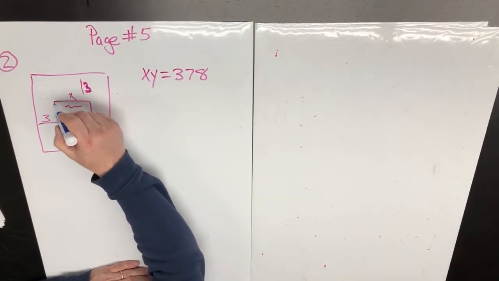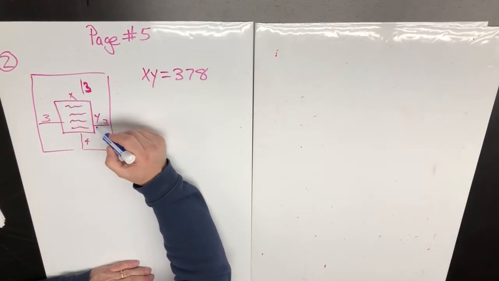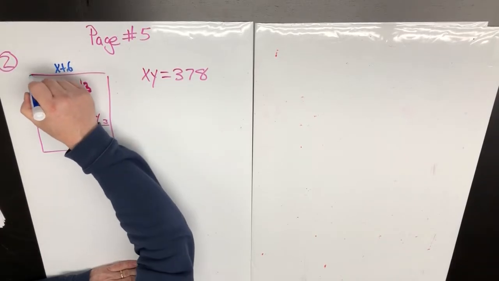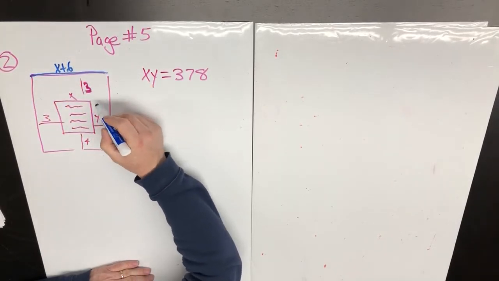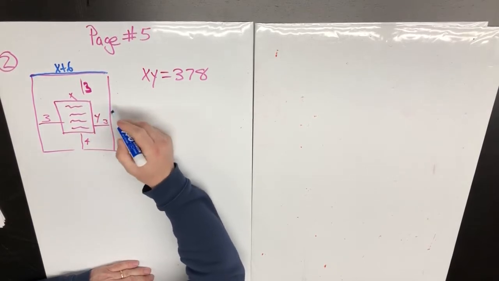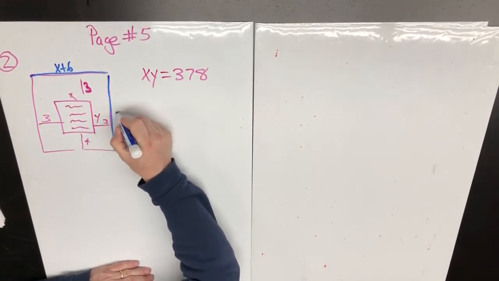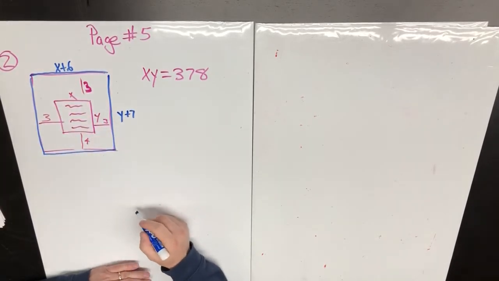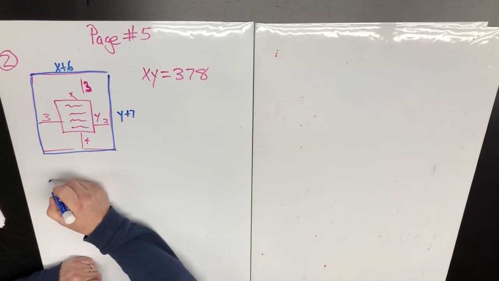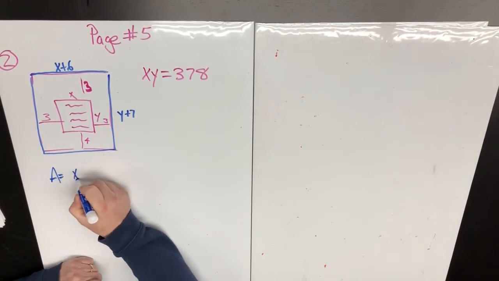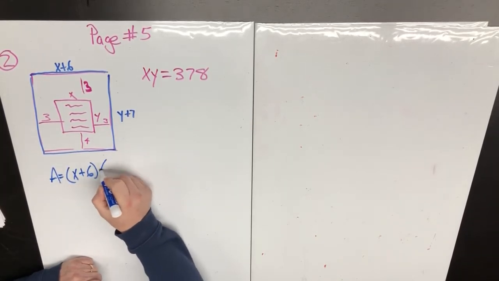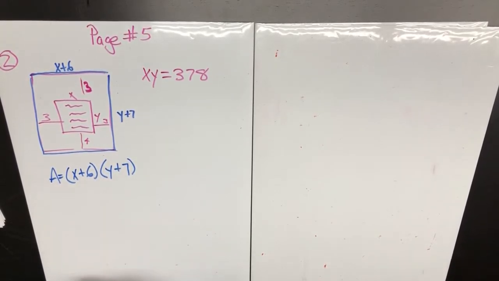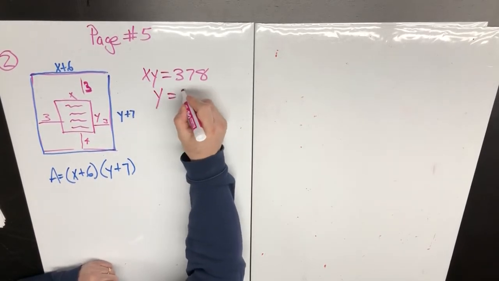It's kind of like going backwards. This time they give us the inside x, and we're going to add 3 to the left and to the right. So x plus 6 will be this dimension right here. And for this one we're adding 3 to the top and 4 to the bottom, so this one becomes y plus 7. So now we have A equals x plus 6 times y plus 7. And we'll take our known relationship up here and solve it for one of the variables.